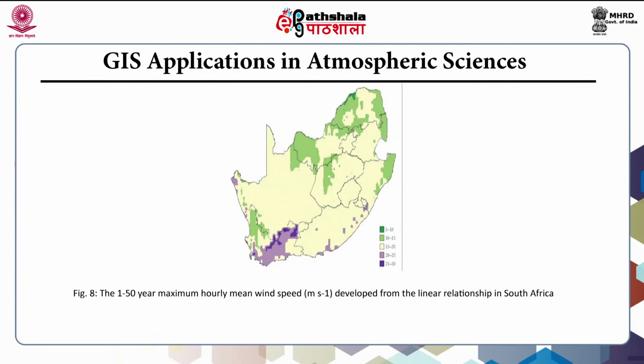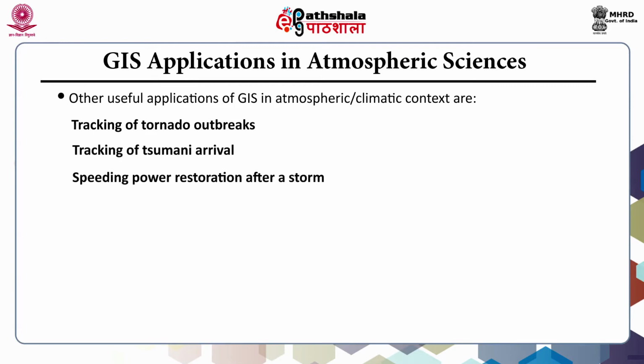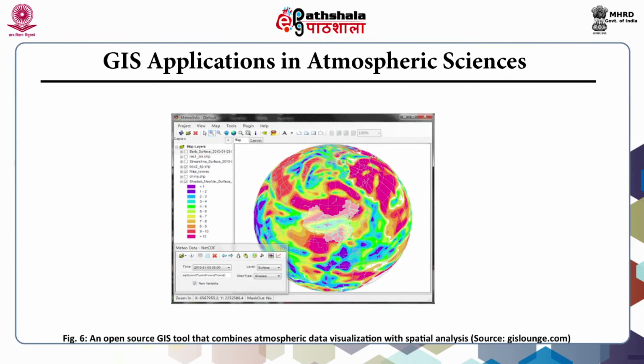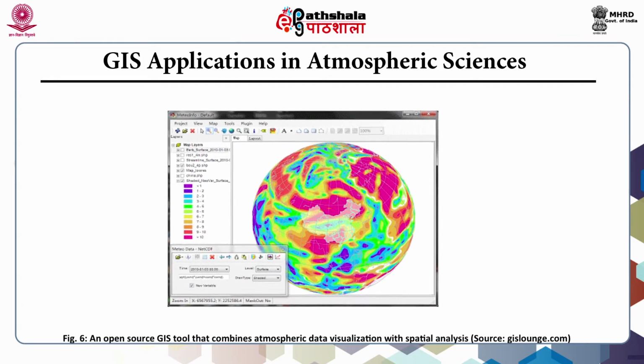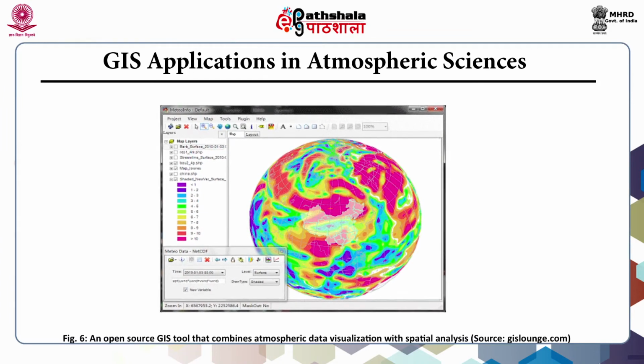Whereas in slide 32, this figure represents the mapping of wind speed using TIN, whereas the wind speed was mapped and shown as a continuous raster surface model. Other useful applications of GIS in atmospheric or climatic context are tracking of tornado outbreaks, tracking of tsunami arrival, speeding power restoration after a storm. This figure represents atmospheric data visualization with spatial analysis using an open source GIS tool.